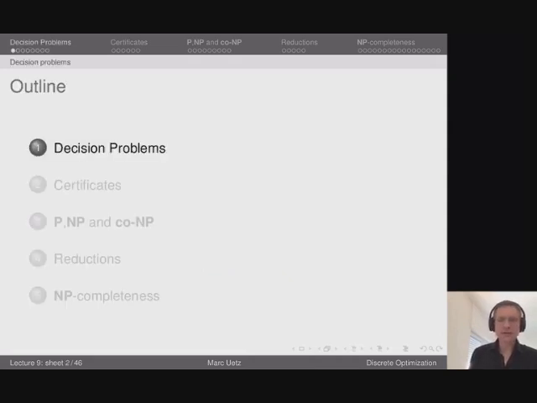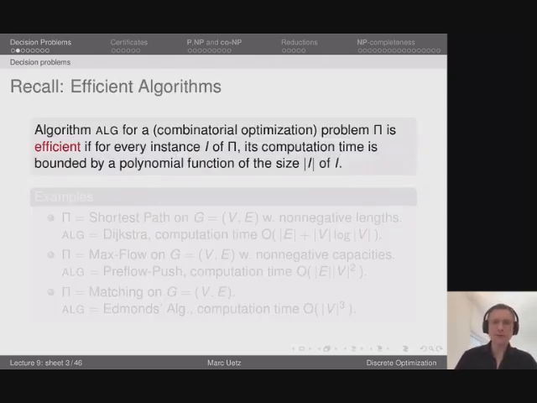So in order to define the complexity classes P, NP, and co-NP, we first of all need to define what decision problems are. And to begin with, we have to remember what we define to be an efficient algorithm to solve a combinatorial optimization problem. So this pi here denotes some combinatorial optimization problem. And we called an algorithm efficient if for every instance I of that problem pi, the computation time of the algorithm was bounded by a polynomial function in the size of the instance. And here the size always denotes the encoding length of the instance. So we assume an efficient encoding length of the instance.